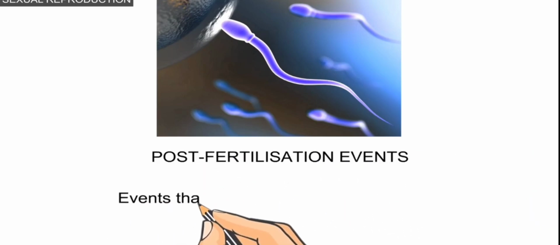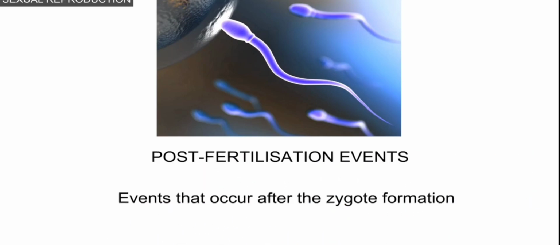So, what happens next? Events that occur after the zygote formation are what post-fertilization events are all about. Once the single-cell zygote is formed, the next process is the development of the zygote, followed by the formation of an embryo.